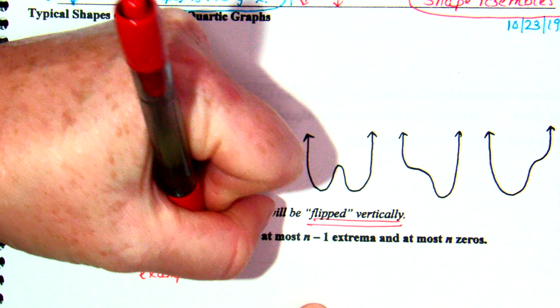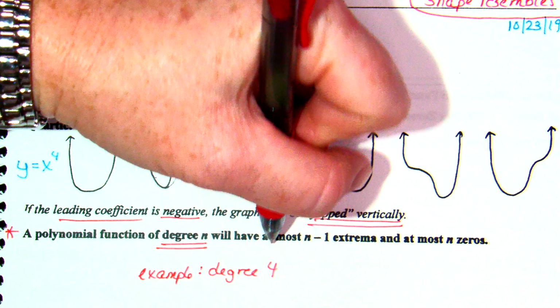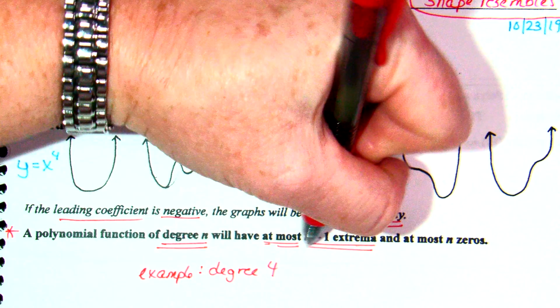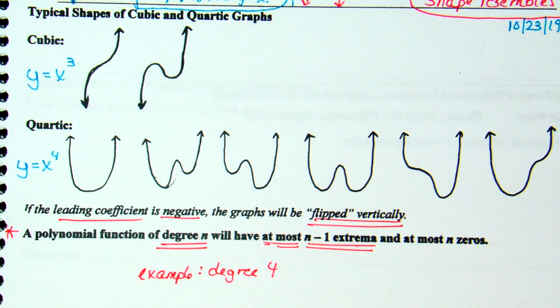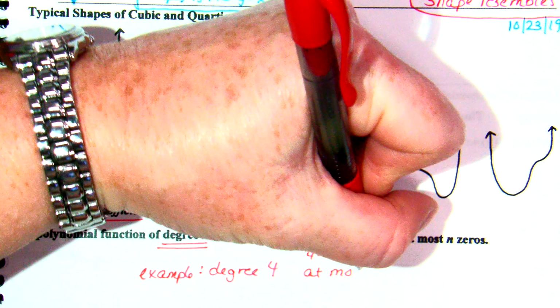Okay, if we pick degree 4, then notice what it says. It will have, at most, n minus 1 extrema. So what's that mean if it's degree 4? At most it would have 3 extrema, right? Does it have to have 3 extrema? No, the phrase is at most 3 extrema.